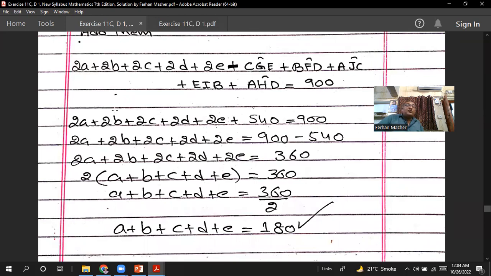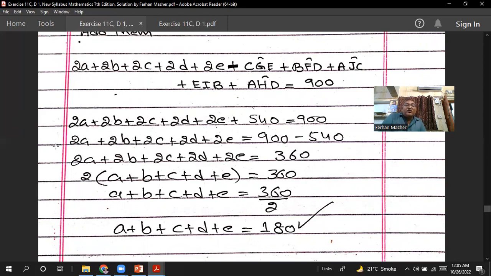And the sum of CGE plus BFD plus AGC plus EIB plus AHD is 540, because they are the interior angles of a pentagon. So their sum will be 540. So this 540 will go on the other side. So you will have 2A plus 2B plus 2C plus 2D plus 2E equals 900 minus 540.